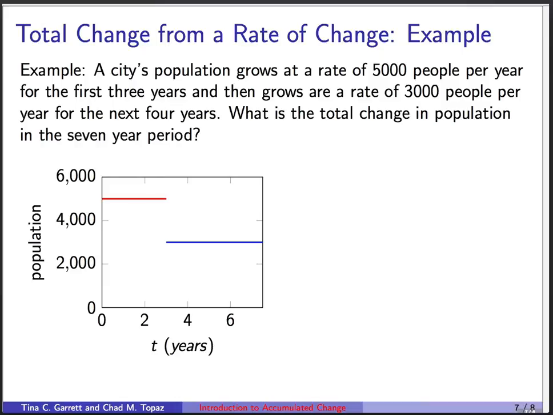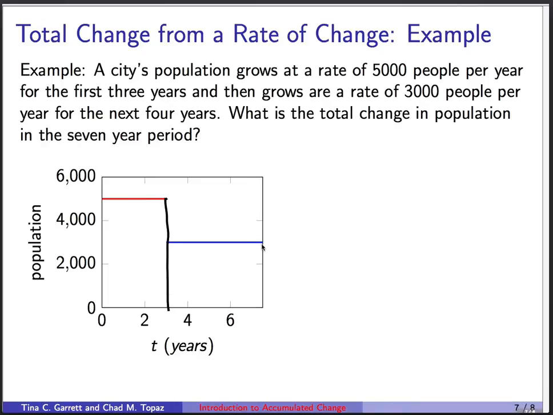So a city's population grows at 5,000 people per year. That's a rate for 3 years. And then for the next 4 years, it grows at 3,000 people per year. So I've plotted the rate for you here. It's constant for 3 years, and then it jumps, and it's another constant for the next 4 years. And the question is, what is the total change in population in the 7-year period? And what you have to do, in mathematical terms, is cumulate that rate, or geometrically, you've got to find the area under this stuff, right?